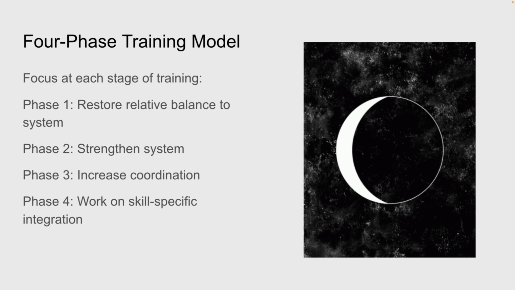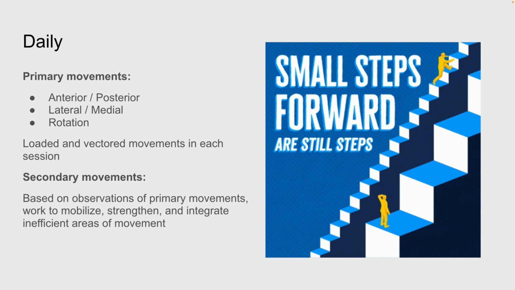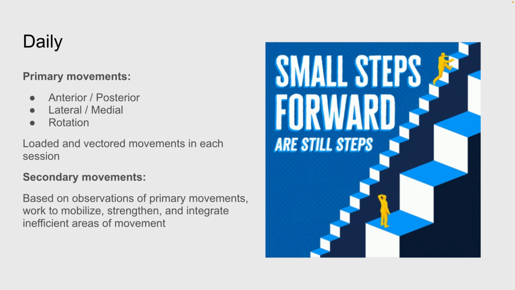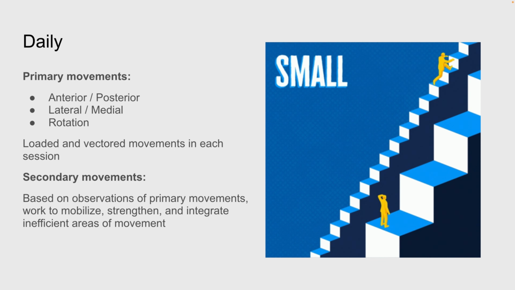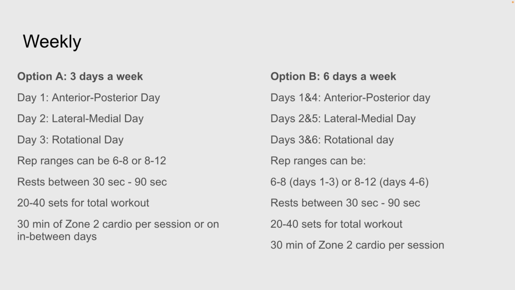But we're taking a very long view here. So on a daily level, we're going to alternate between anterior, posterior, lateral, medial, and rotation days. Loaded and vectored movements in each session for each one of these. Secondary movements are based on observations of the primary movements, and we work to mobilize, strengthen, and integrate inefficient areas of those movements. So weekly, you have 2 options.